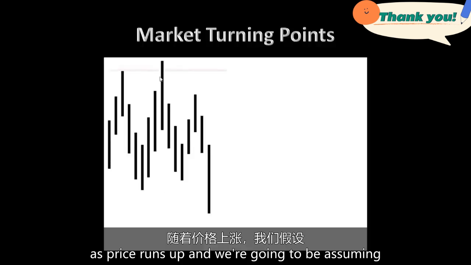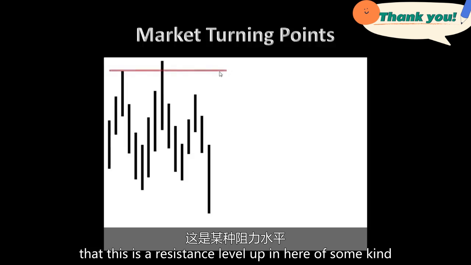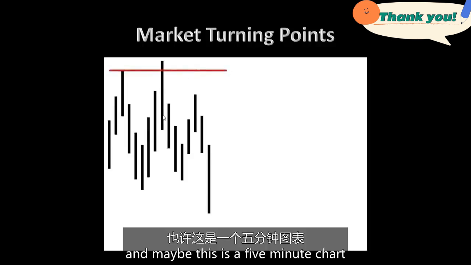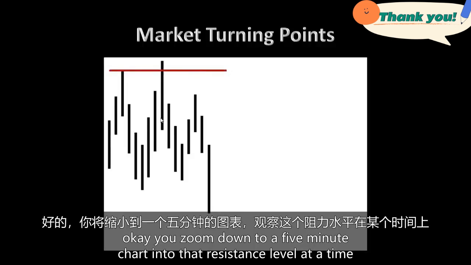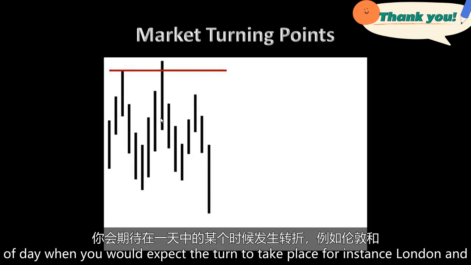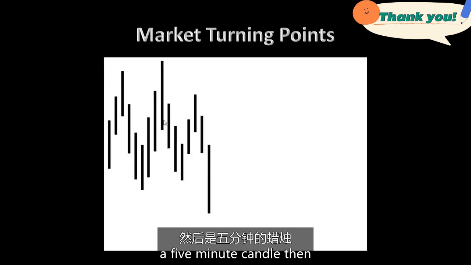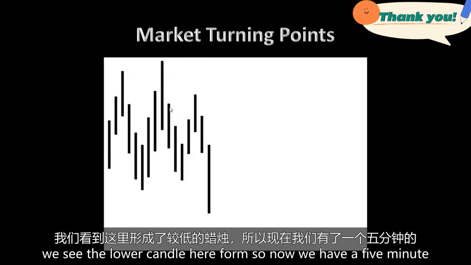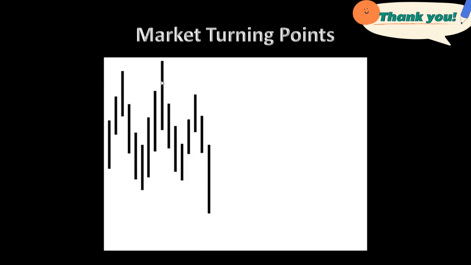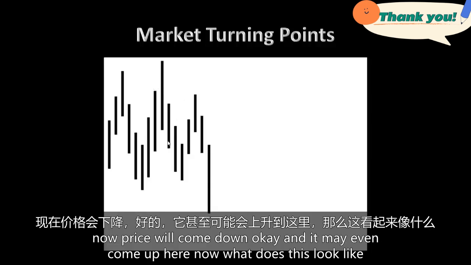As price runs up, we're going to assume that this is a resistance level of some kind, and maybe this is a 5-minute chart. You zoom down to a 5-minute chart into that resistance level at a time of day when you would expect the turn to take place, for instance, London, and we see the price run up on this one candle here. In this example, it represents a 5-minute candle. Then we see the lower candle form. So now we have a 5-minute swing high. Now price will come down, and it may even come up here.